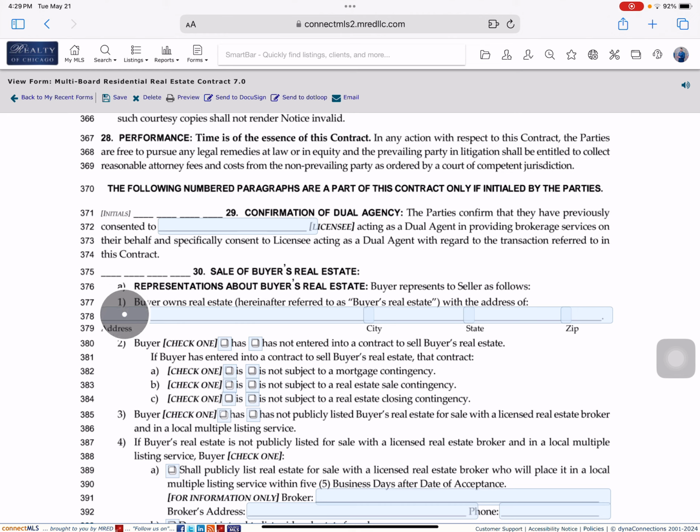On line 378, in reference to line 375, you're going to go ahead and list the property to be sold. Please include the full address. So the address, city, state, and zip.